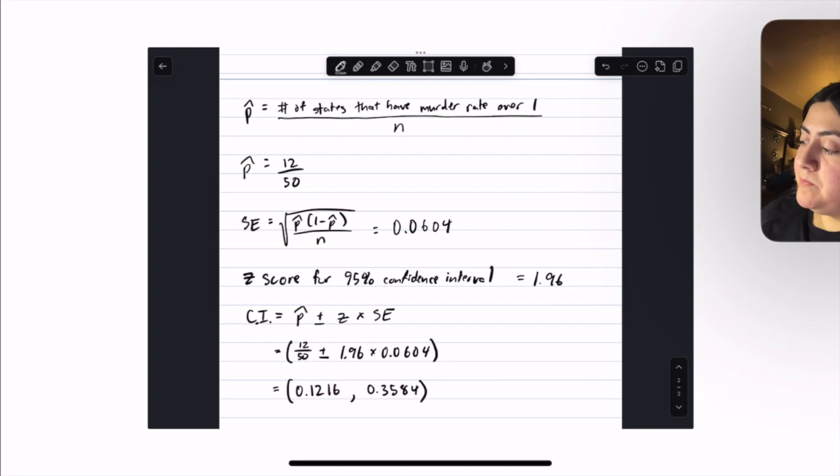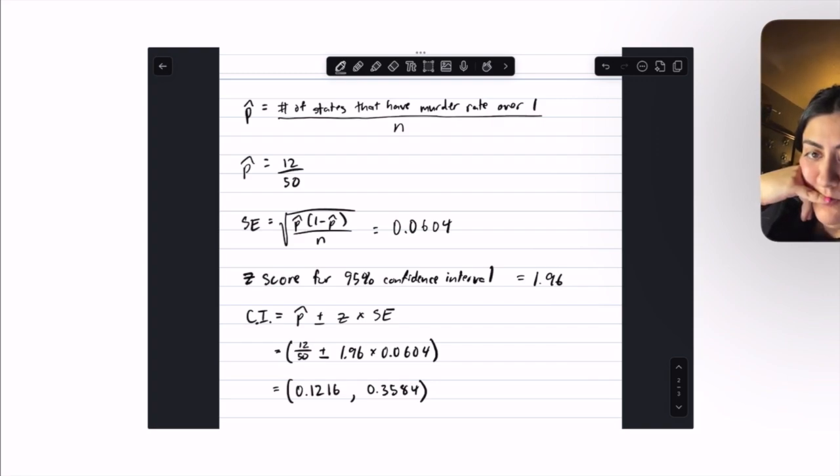The math for this interval is pretty similar. We just take the proportion instead of the average.